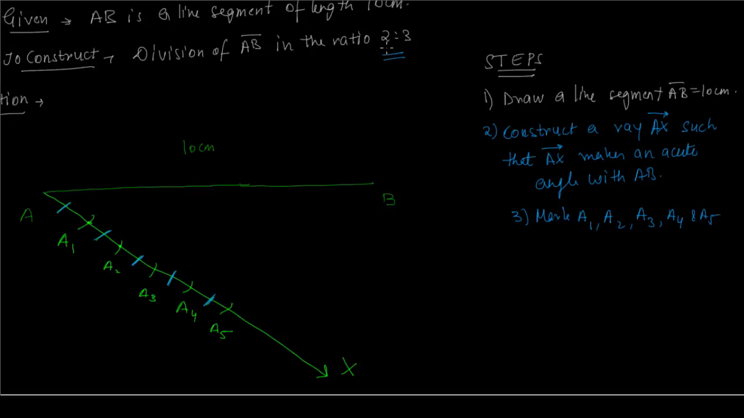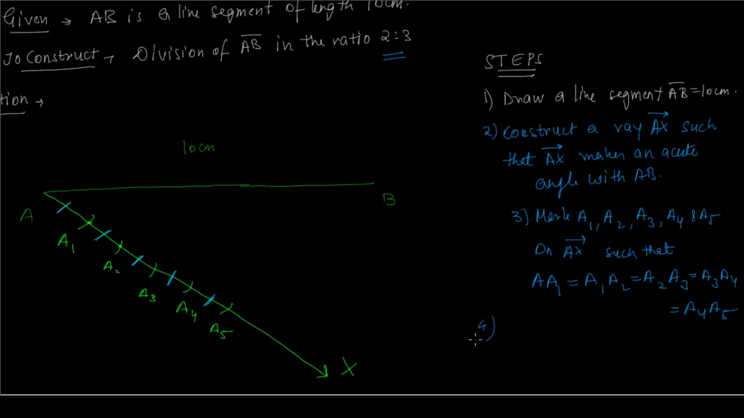It's because the sum of the components of the ratio is 5. So whatever the sum of the components of the ratio is, that number of points you have to take. So mark A1, A2, A3, A4 and A5 on AX such that, and this is important, then your construction will be accurate: AA1 equal to A1A2 equal to A2A3 equal to A3A4 equal to A4A5. Right? So you need to do it in this way so that they become equal. So that's my third step.